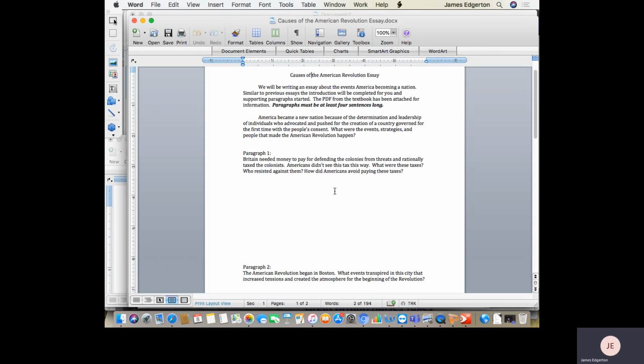So with those questions in mind, in the PDF on pages 98 and 99, you could come up with a sentence that Britain had spent a lot of money on the war, the French and Indian War in the Americas, and felt justified in taxing Americans to help pay for the war and future troops in the colonies.